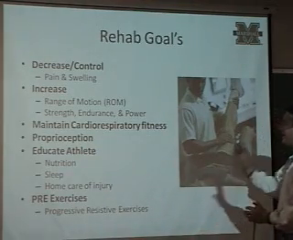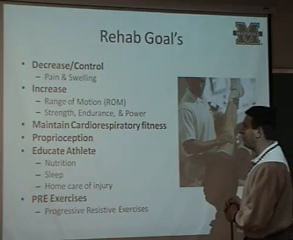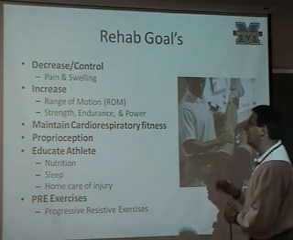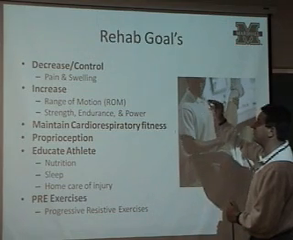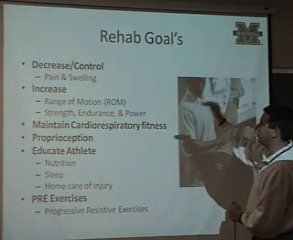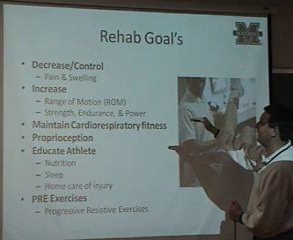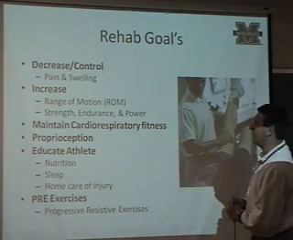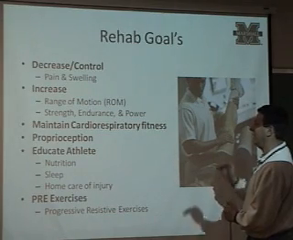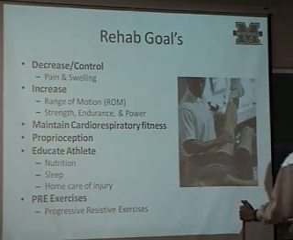So there's a whole class on rehab, devising rehab programs and implementing these programs. But we'll kind of give an overview of joint by joint as we go through it. But these are the main things for this class. We want to control pain and swelling, get range of motion, strength, endurance, and power, maintain fitness, proprioception, training, education, and progressive resistive exercises.